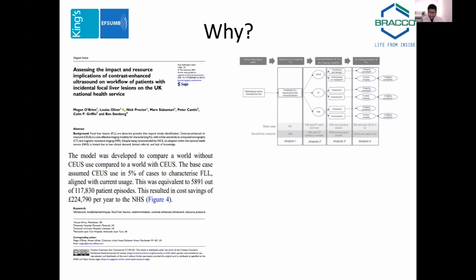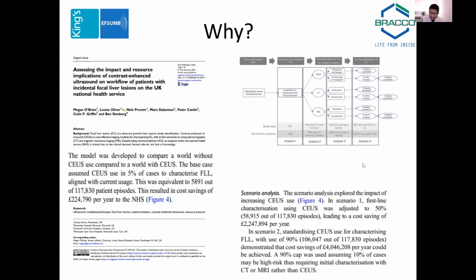When you think to yourself that this £250,000 is what buys you a new piece of equipment, this £250,000 is then rolling over to give you new staffing. This is a huge amount for a system that is under strain. But it doesn't end there. The analysis goes further. And what you can see is that there's scenario analysis that looked at what if we used contrast enhanced ultrasound as the first line investigation, and we accounted only for 50% of cases of focal liver lesions. And this is very much not unrealistic. This is a very, very possible situation.